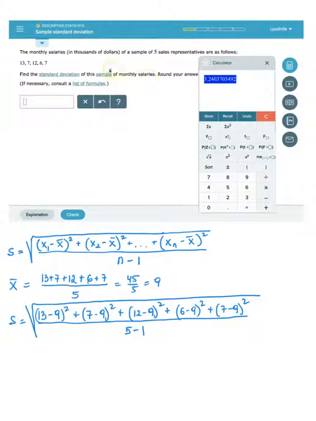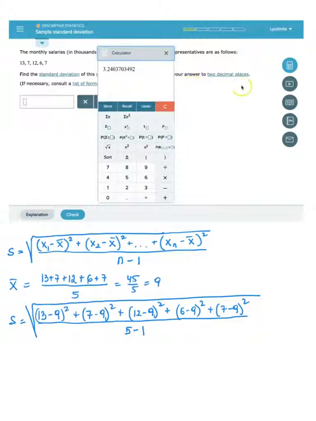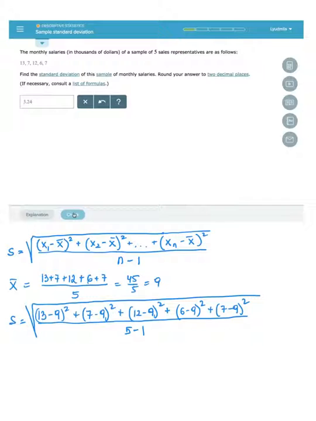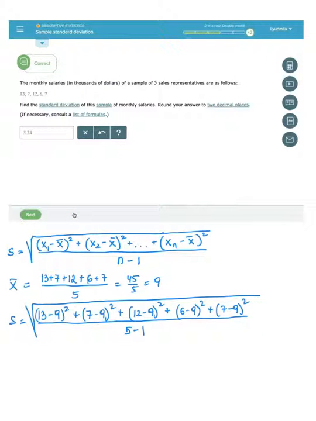Now I'm ready to compute. Remember that there were directions on rounding to 2 decimal places. Please always reference those directions to make sure you provide your answer in the form that is required, and in this case it is 3.24, and it is checked as correct.